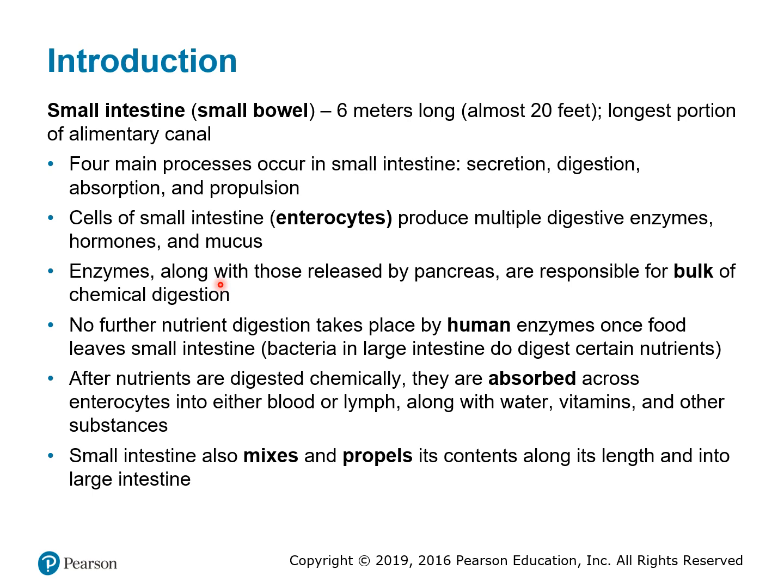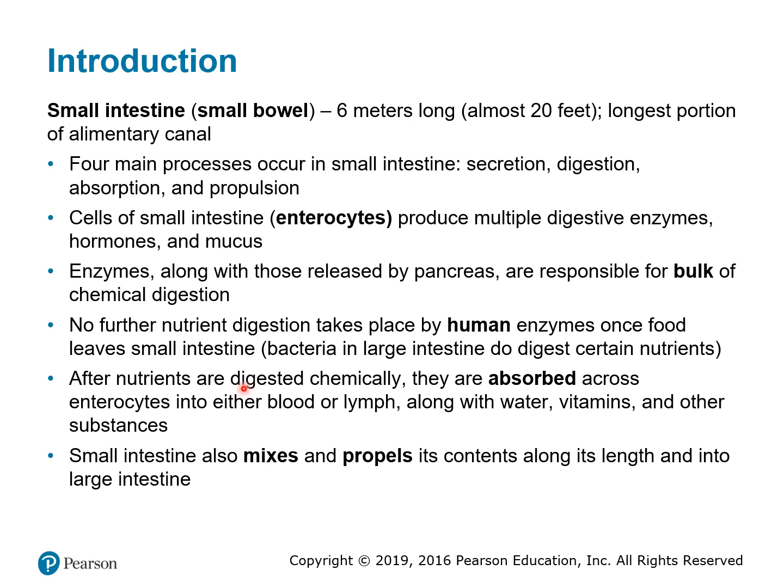There's no further nutrient digestion by human enzymes once the food leaves the small intestine. So this lets you know that most of the digestion happens in the small intestine. Bacteria found in the large intestine generally don't digest certain nutrients the way the ones in the small intestine do. After the nutrients are digested chemically, meaning with the process of enzymes, and absorbed across the enterocytes, which are the small intestine cells, they go through the blood and the lymph, along with water, vitamins, and other substances that are also absorbed.